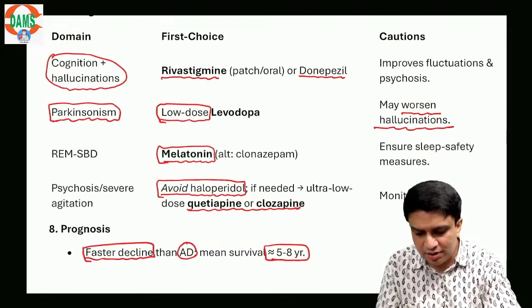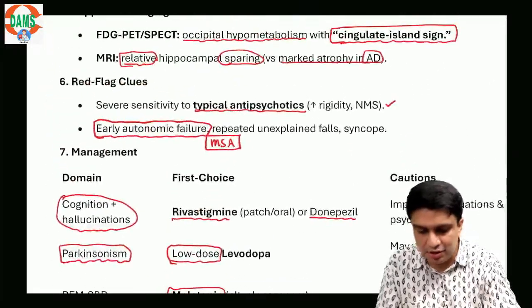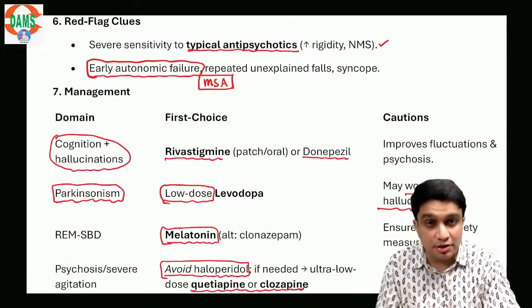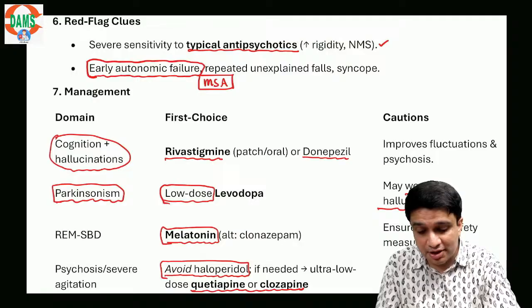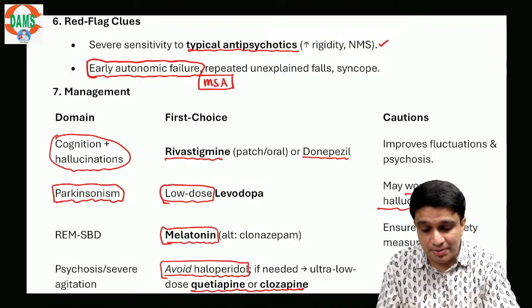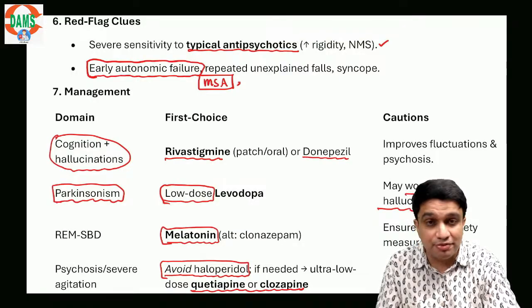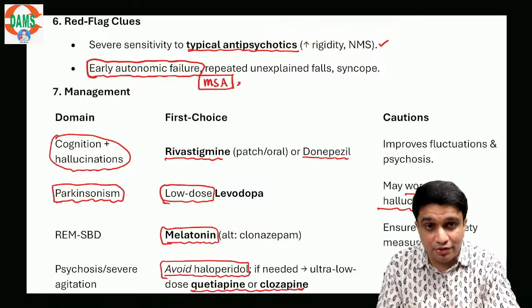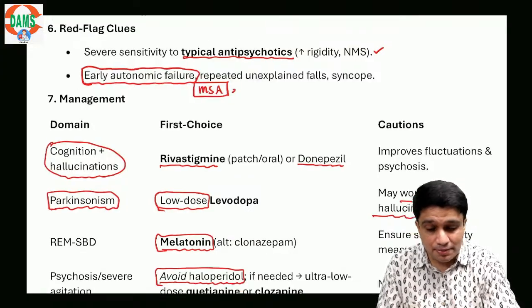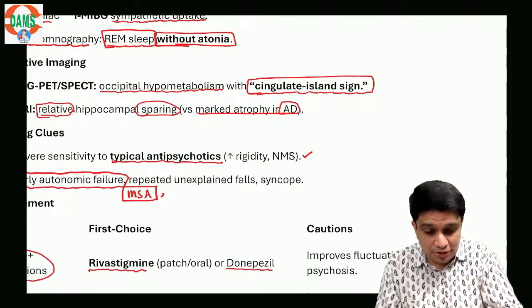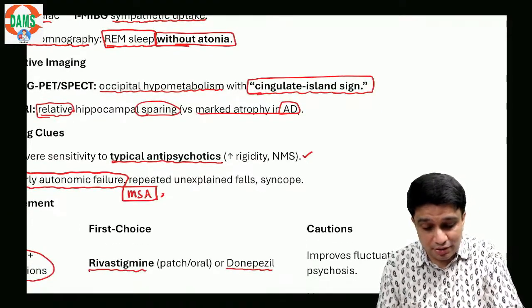Nothing new here, just a repeat of this: early autonomic features, unexplained fall and syncope. Red flag clues. Why red flag clues? I have started my patient on treatment thinking it's Lewy body dementia, and suddenly autonomic features happen. That goes in favor of what? Multiple system atrophy.